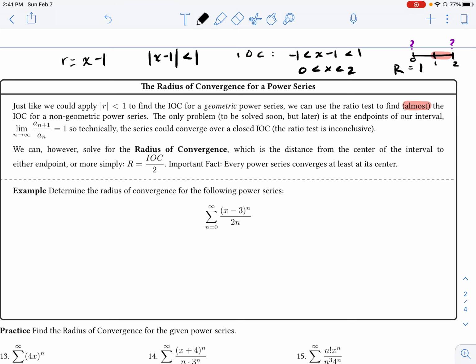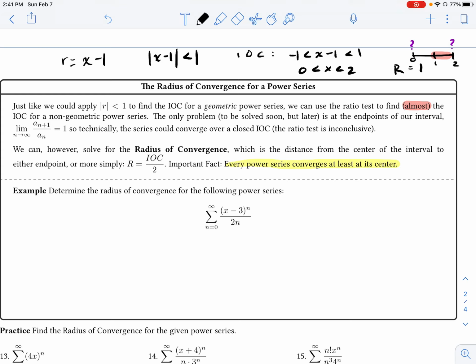Actually, before I try an example, an important fact I should highlight here is that every power series converges at least at its center. So even when a series appears to be divergent, we can still say that it converges at its center. Its radius of convergence would then be 0, but it at least converges there. We'll talk about an example like that in just a bit.